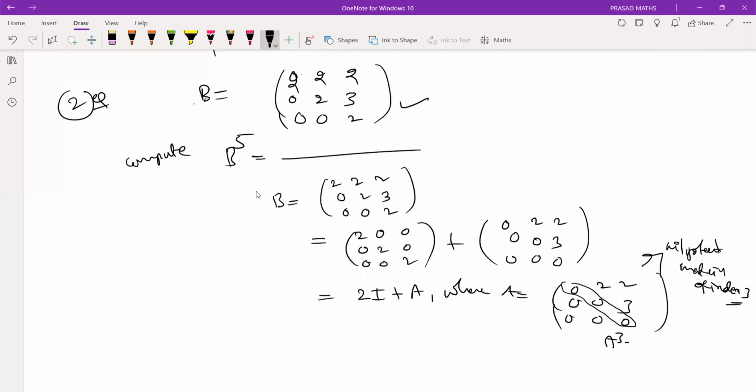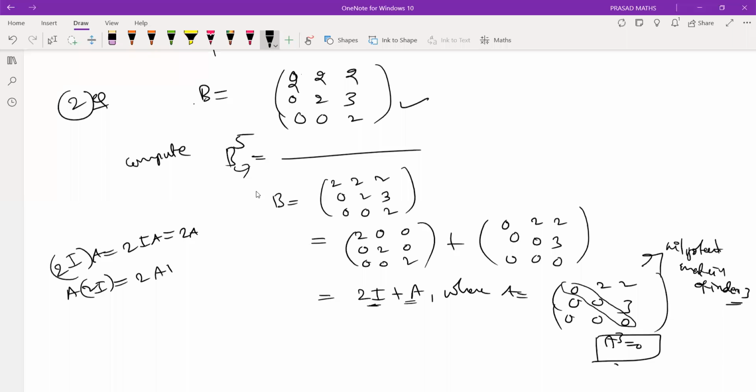That means A power 3 is 0. Okay, what I require is B power 5. You know, 2I is a matrix, A is a matrix. They are commutative matrices because 2I into A is equal to 2 into IA, that is 2A. Next, A into 2I is equal to 2 into AI, that is equal to 2A. So they are commutative matrices.